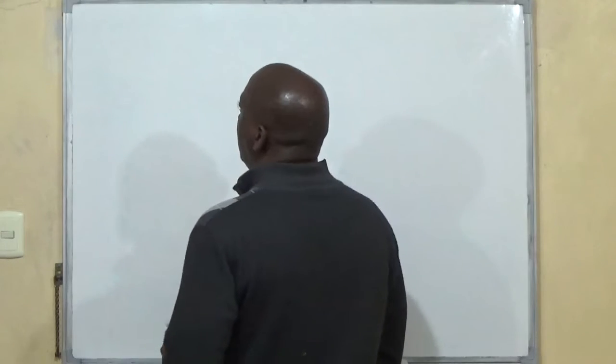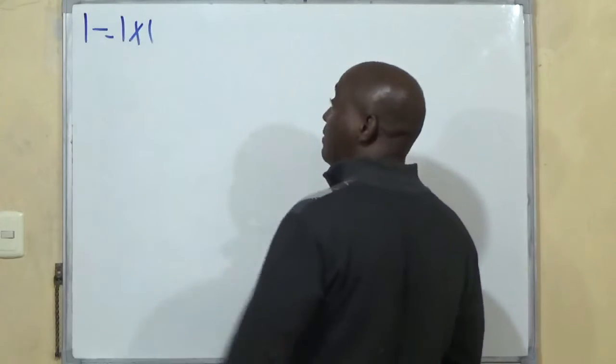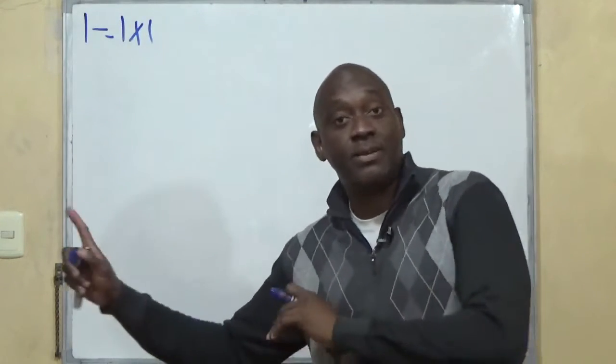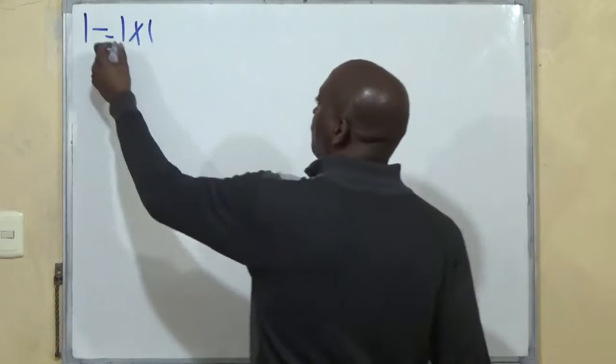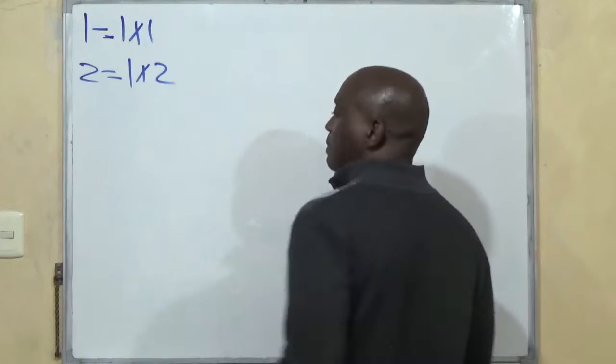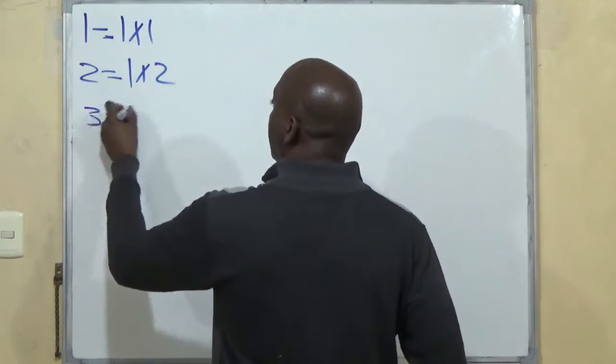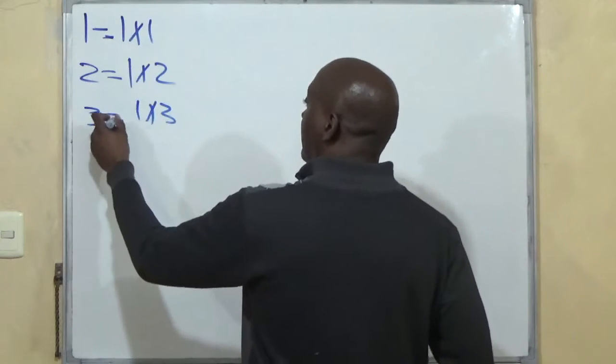So number 1 is 1 by 1. It has nothing else, as I was saying in the previous video. Number 2 is also 1 by 2. It has nothing else. Number 3 is 1 by 3. It has nothing else.